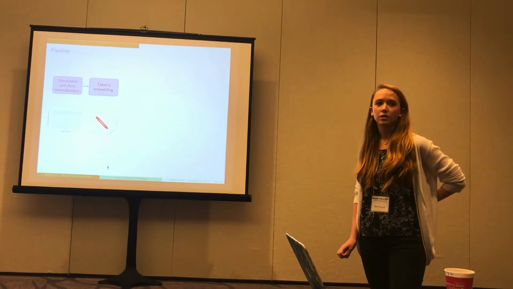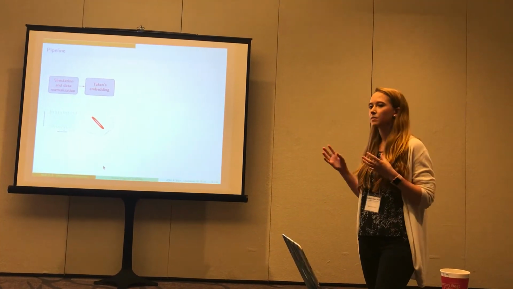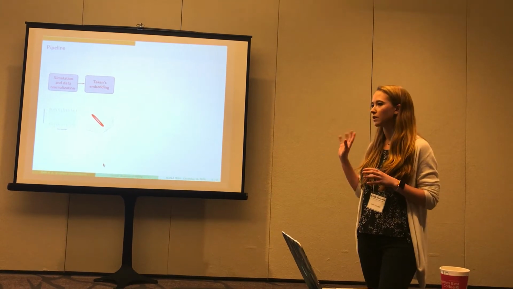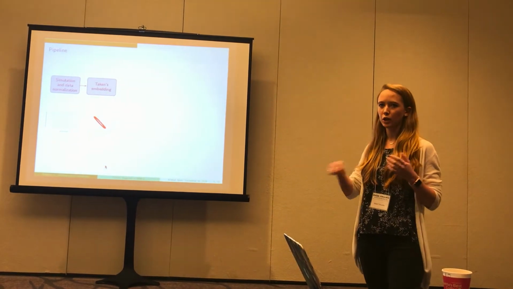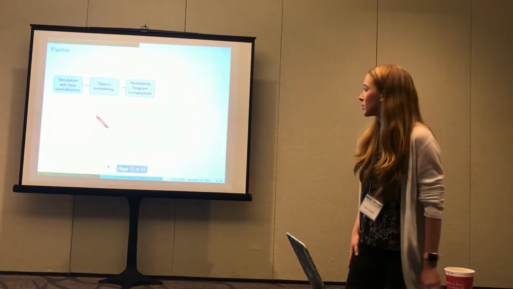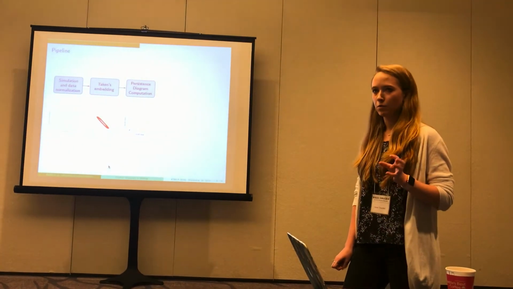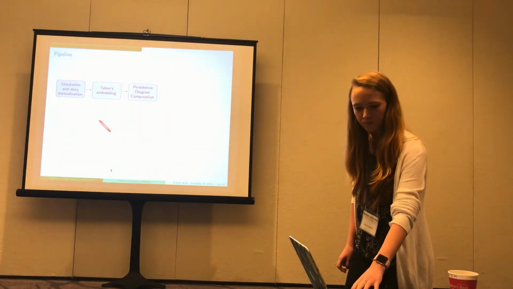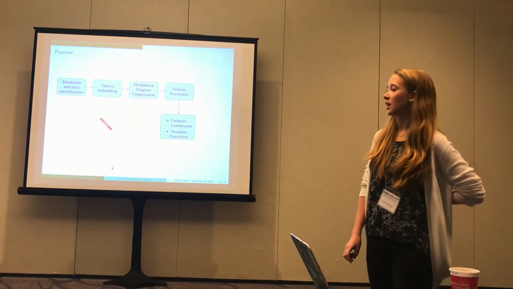So what we're going to do is something called Takens embedding, which is just a way of taking a time series and embedding it in a higher dimensional Euclidean space. So now rather than a time series, you have a point cloud representation of that time series. Then we compute the persistence diagram on this point cloud using our standard Rips filtrations. We extract the topological features.